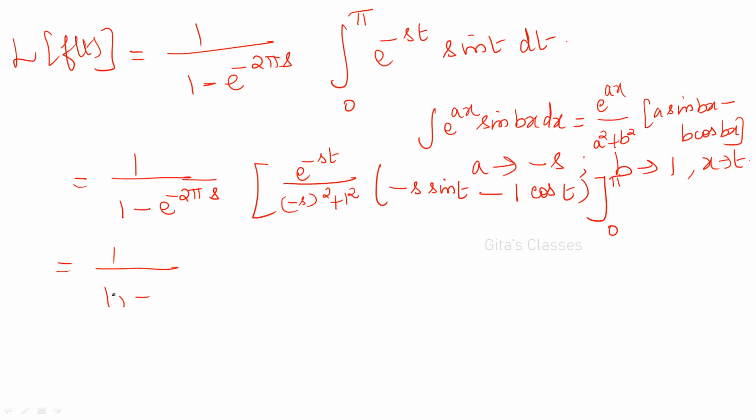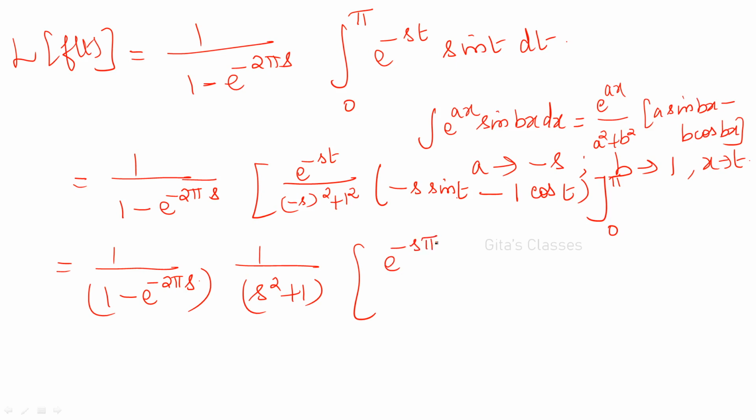That is 1 by 1 minus e power minus 2 pi s into e power minus st. Now, substitute pi. When you substitute pi, sin pi will become 0. So, the first term, I can take this s squared plus 1 also outside so that it will be easy. 1 by s squared plus 1, I can take it outside. Okay. So, remaining e power minus s pi into (minus s sin pi minus cos pi). Okay. For the upper limit. Minus of, for the lower limit, e power 0 into (minus s sin 0 minus cos 0).